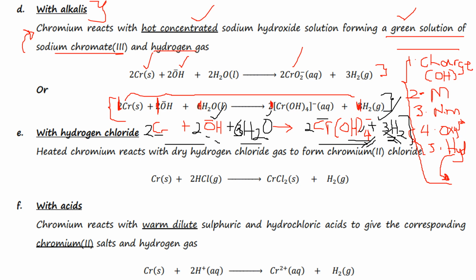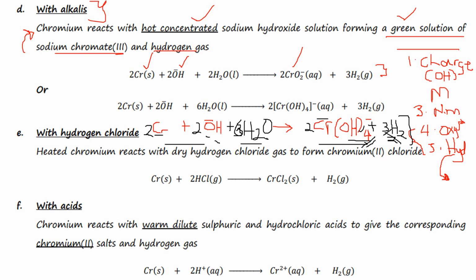Now take note that this equation is the same as the equation for aluminium. Chromium has the same chemistry like aluminium in the +3 oxidation state. And that's how the equation came about.